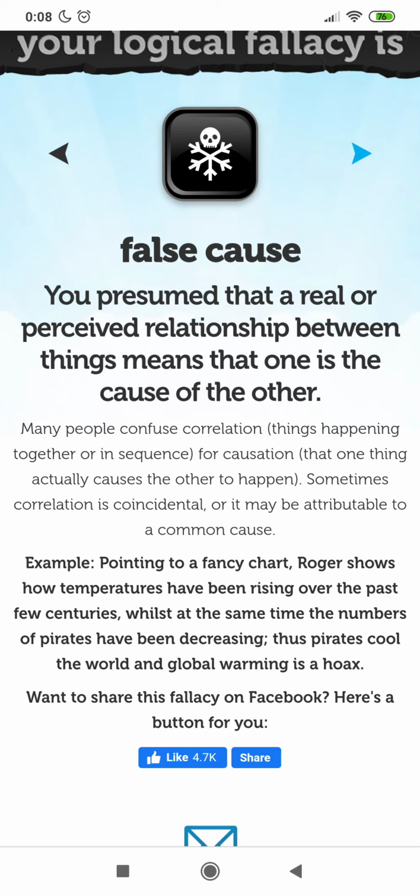Example: pointing to a fancy chart, Roger shows how temperatures have been rising over the past few centuries, whilst at the same time the numbers of pirates have been decreasing. Thus, the pirates cooled the world and global warming is a hoax.